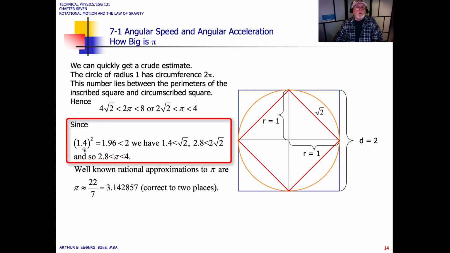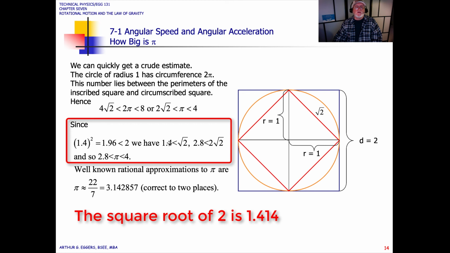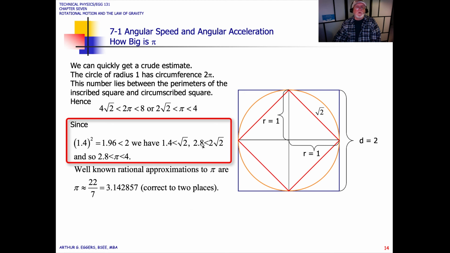So 1.4 squared is equal to 1.96, which is less than 2. So now we have the square root of 2 is greater than 1.4. And we can set up the boundaries then that 2 times the square root of 2 is greater than 2.8. So pi is greater than 2.8 but less than 4.